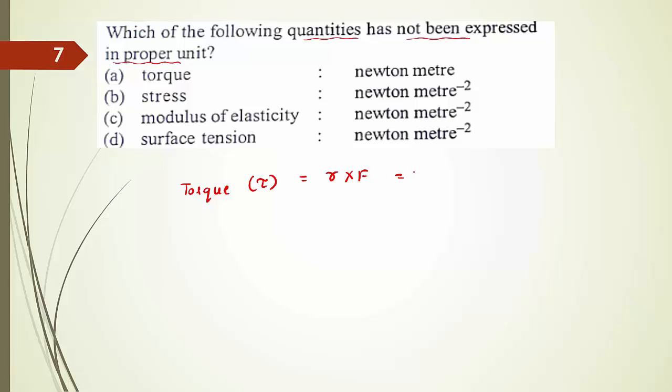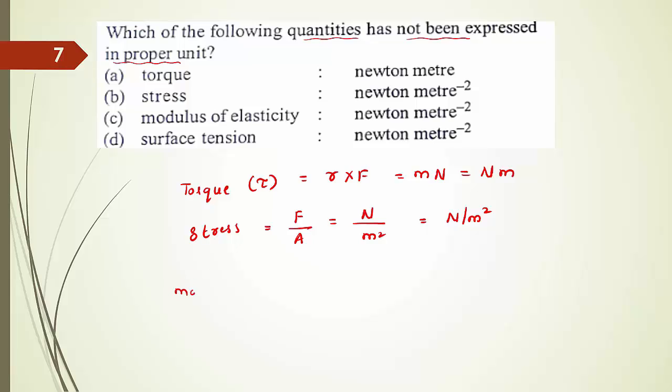Here r is measured in meters, force is measured in Newtons. So we can write Newton meter. This is the unit of torque. Then the second option, stress. Stress is restoring force per unit area. Restoring force is measured in Newtons, area is measured in meter square. So the unit becomes Newton per meter square.